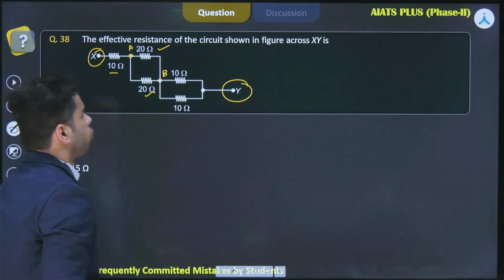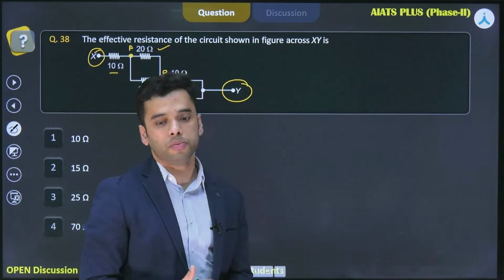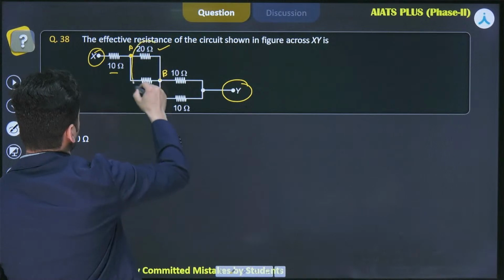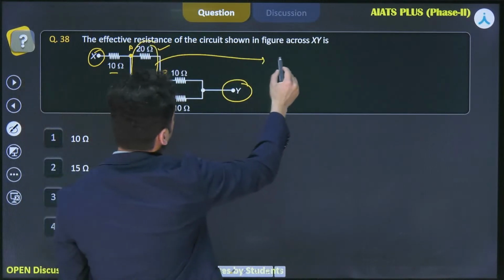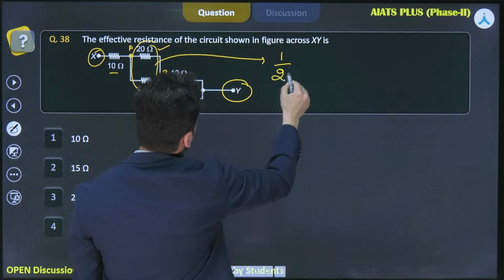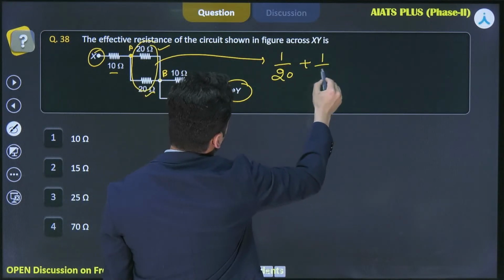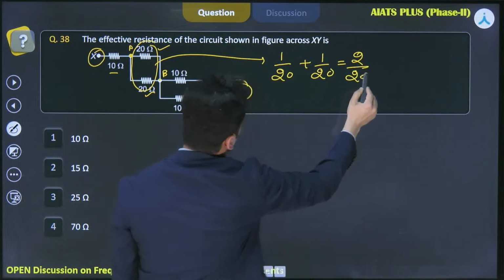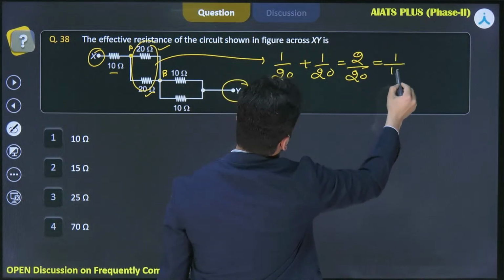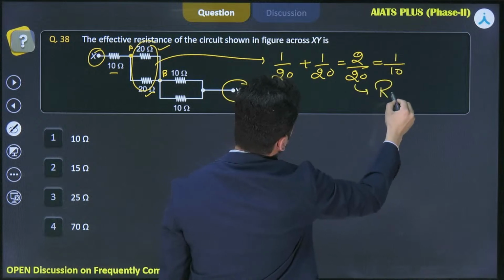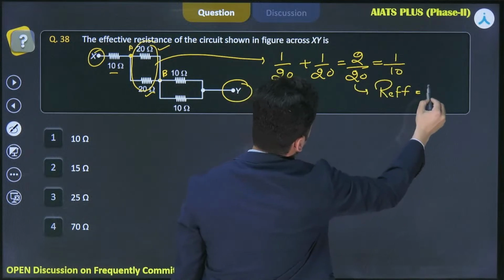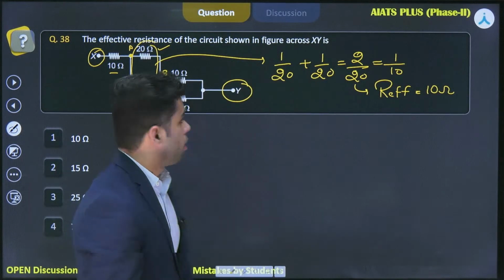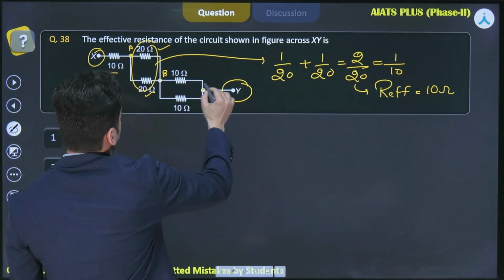So this 20 ohm and 20 ohm will have the same potential difference, which means they are in parallel combination. For the parallel combination, the effective resistance will be 1 by 20 plus 1 by 20, that is equal to 2 by 20, that is equal to 1 over 10. It means that for this part, our effective resistance is 10 ohm.